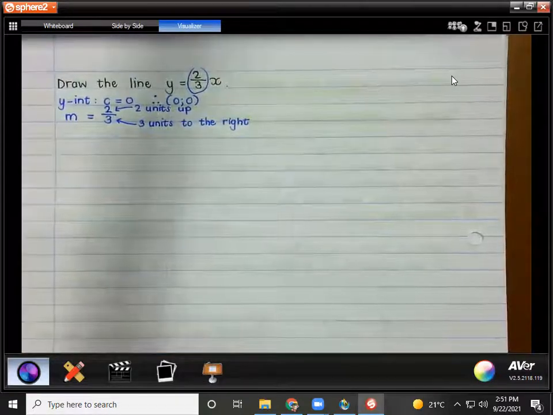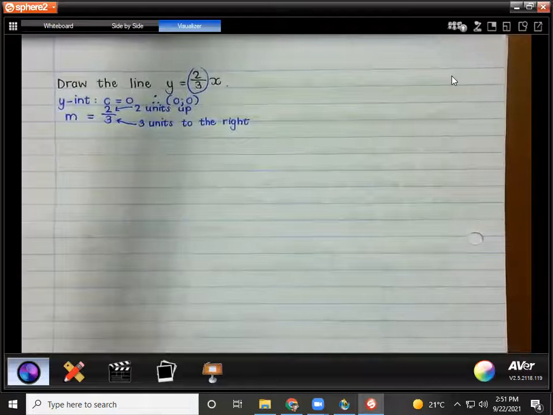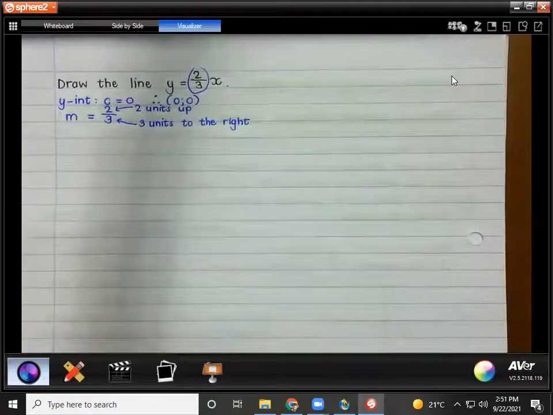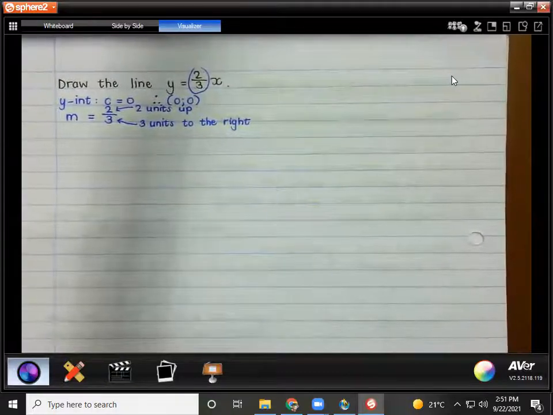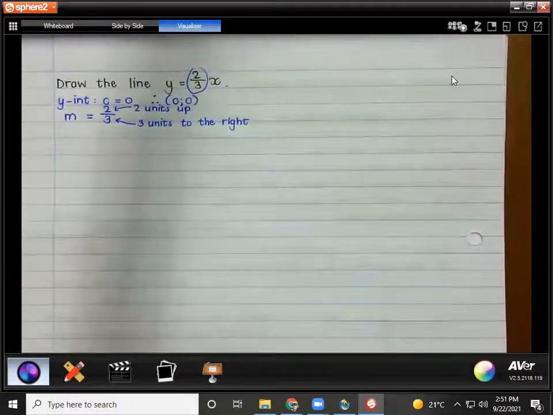Draw that line on your own, please. You're going to have to set up a Cartesian plane. You can do 3 by 3 again, all around. You plot your 0, 0, then you count from there, 2 up and 3 to the right. Label that point.